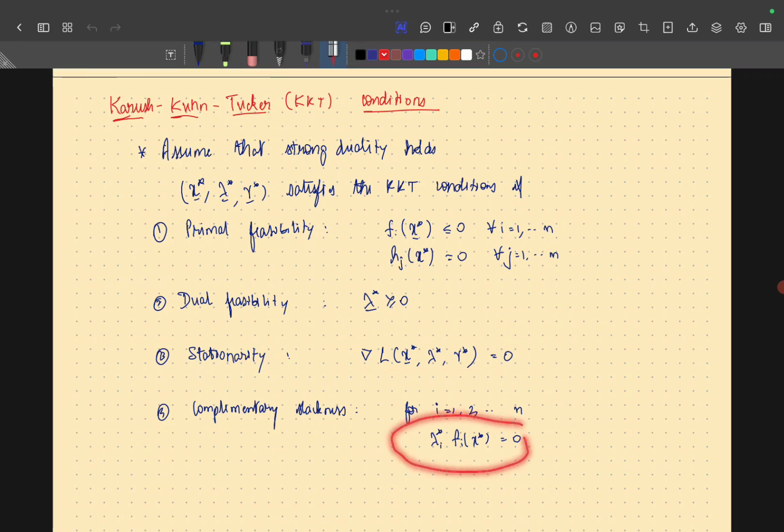And we have this complementary slackness condition, which says that for each inequality constraint, either the corresponding Lagrange multiplier should be equal to 0, or that constraint is satisfied with equality. One of these two things must happen. It can't be that both of the variables are simultaneously slack. So you can't have lambda greater than 0 and f_i of x less than 0. Okay?